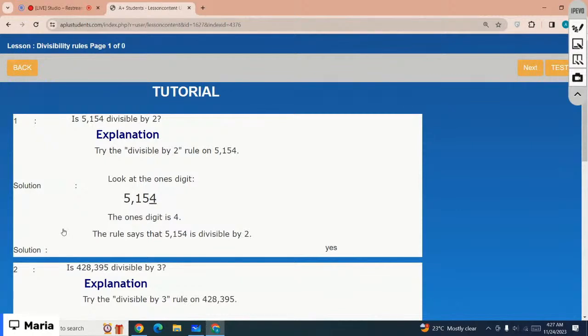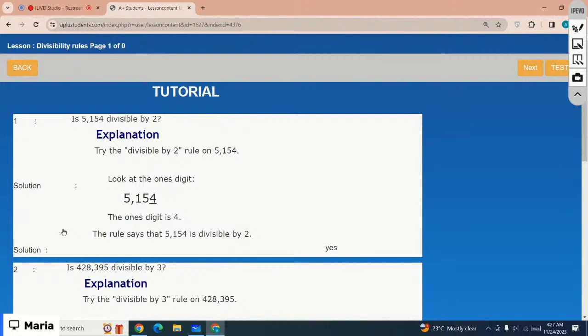Okay, so basically the divisibility rules are the rules you can apply on two numbers to see if the first one is divisible by the second one without dividing. You don't have to divide actually, right? You just have to apply some rules. So we'll do the test questions and recall the divisibility rules for these numbers one by one, right? Let's just start with the first example, that is, is 5154 divisible by 2?